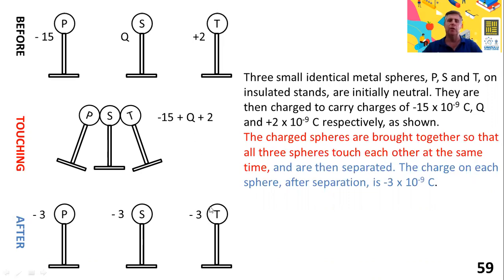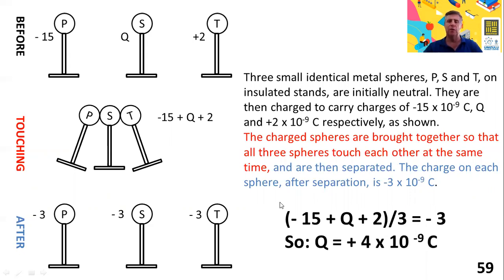Now you're asked to calculate Q, but remember this combined charge is split 3 ways. So we can take the combined charge divided by 3, and that must be equal to any of the individual charges. So a simple equation, and you can solve that with some basic mathematics, and you'll get an answer of plus 4, and of course it's plus 4 nanocoulombs, plus 4 times 10 to the minus 9 coulombs. Not too difficult.